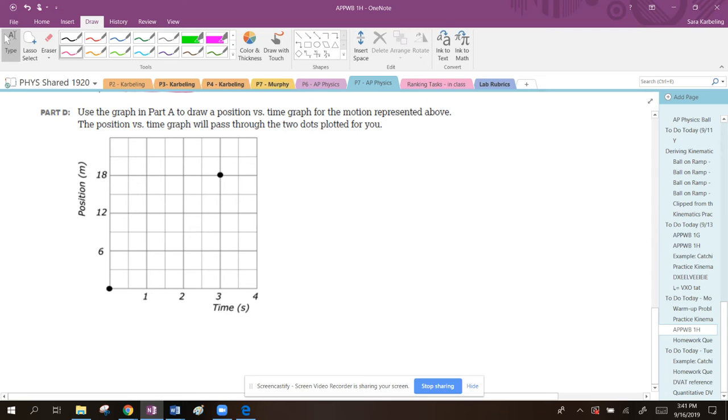All right. It says, use the graph in part A to draw a position versus time graph for the motion represented above. The position versus time graph will pass through the 2 dots plotted for you. Now, before you do any graphing, hold on. Put your markers down. Because, remember, they're holding your hand, but I want to make sure that you see where they're leading you. Where in the world do these dots come from?